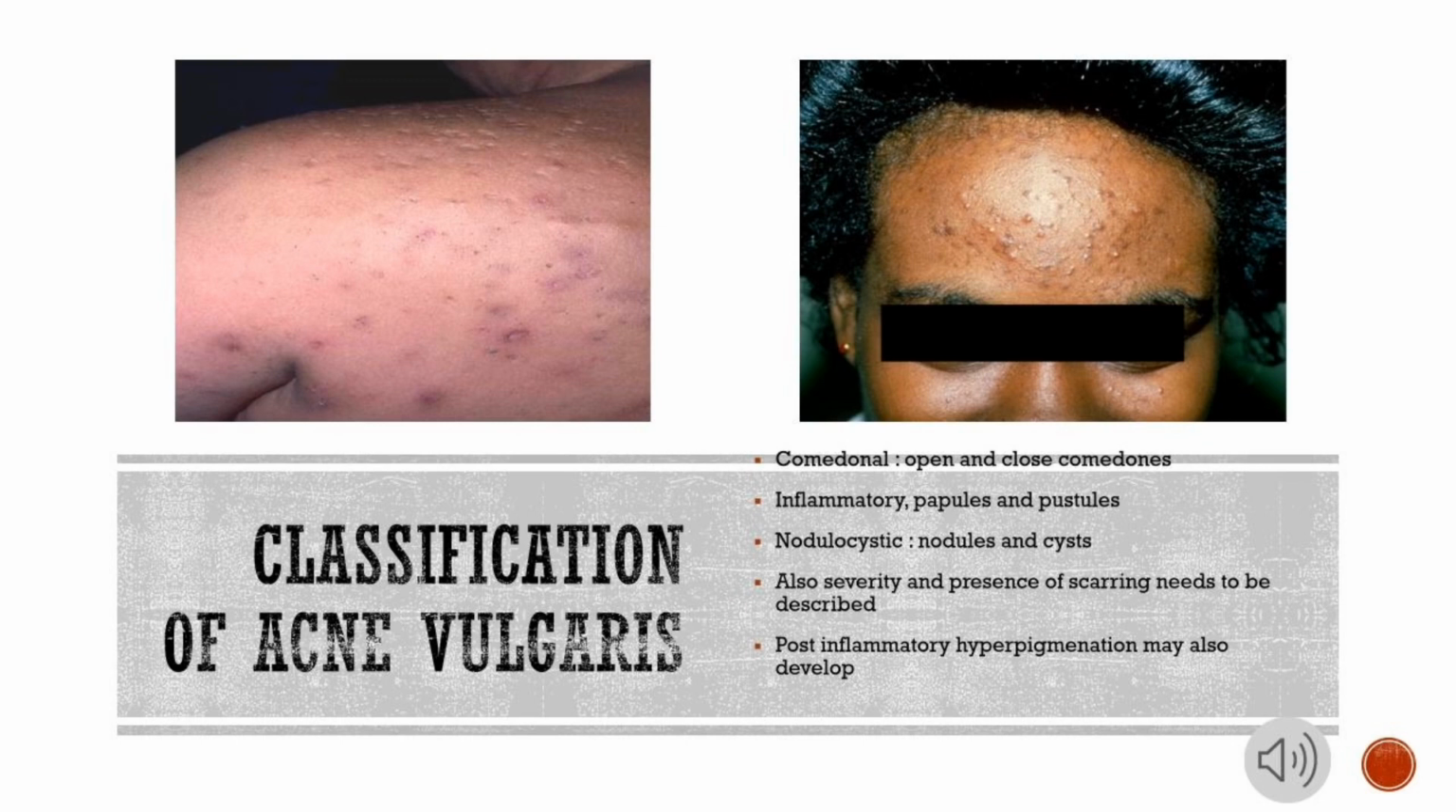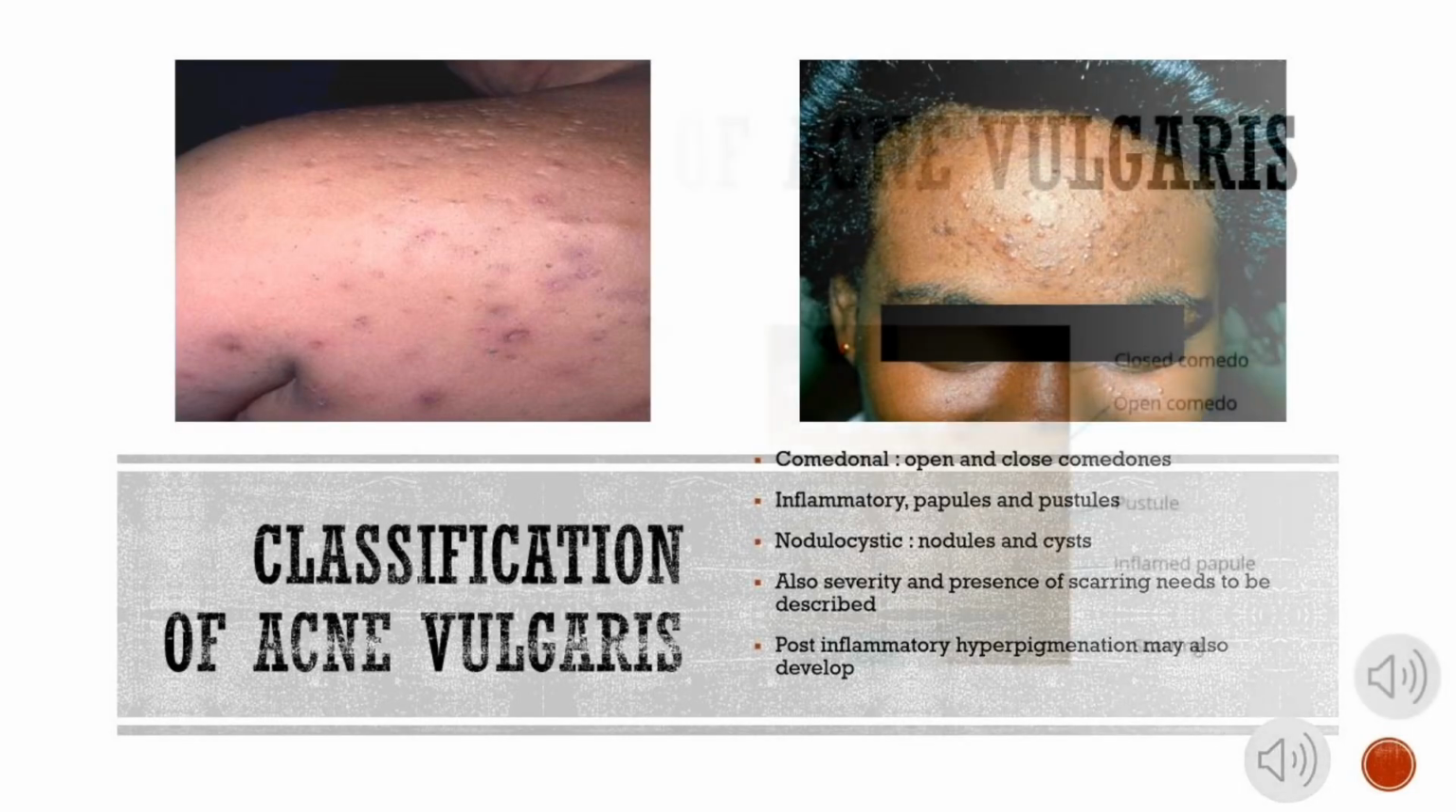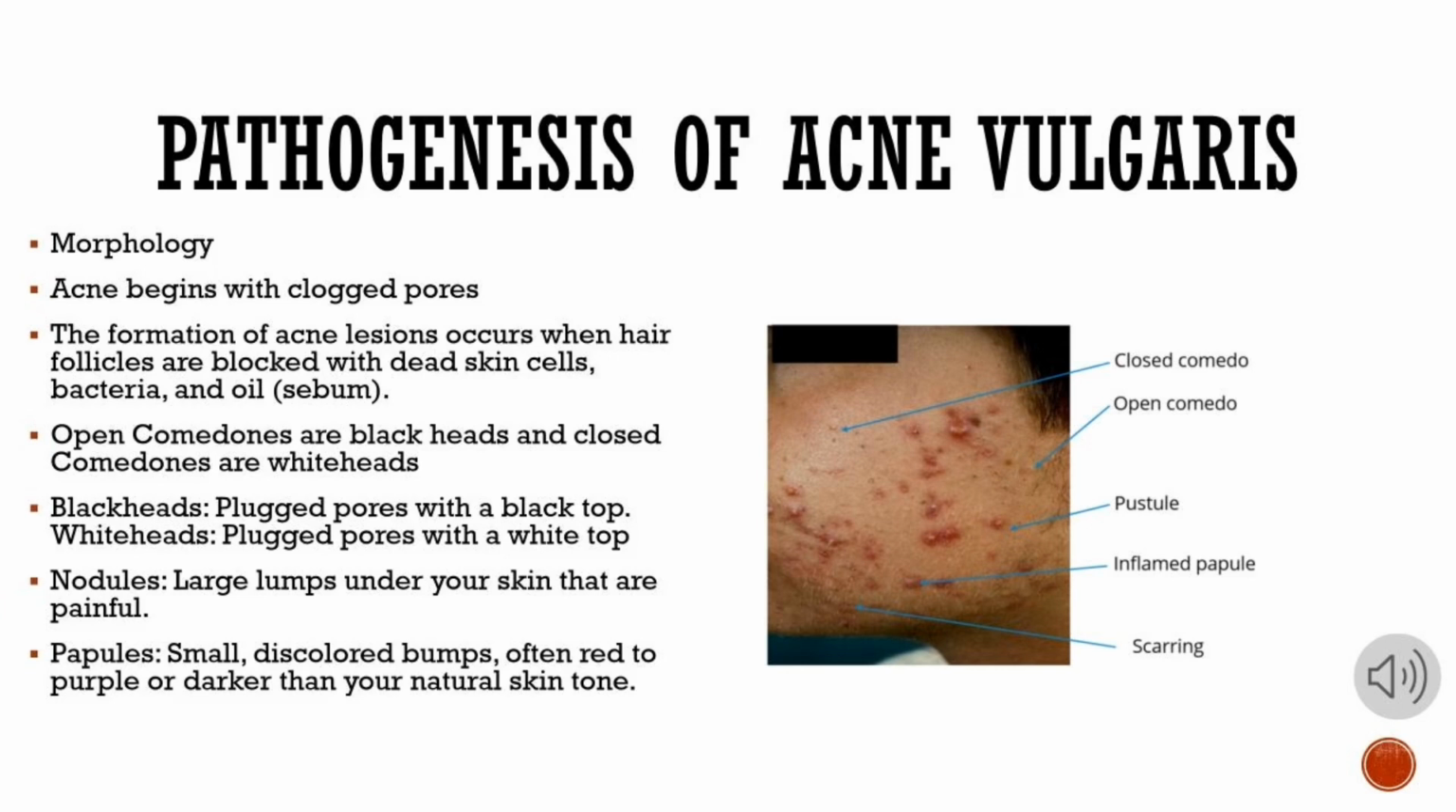Inflammatory papules and pustules, cystics, nodules and cysts. Also, severity and presence of scarring needs to be described. Post-inflammatory hyperpigmentation may also develop. Pathogenesis of acne vulgaris. Morphology.